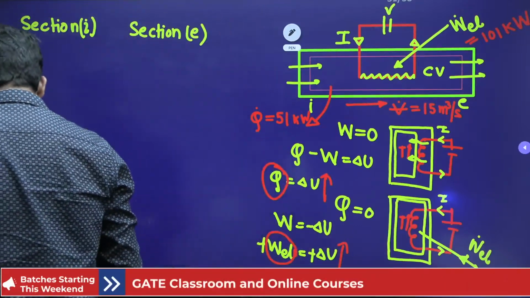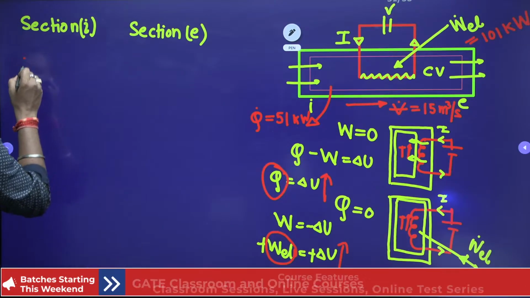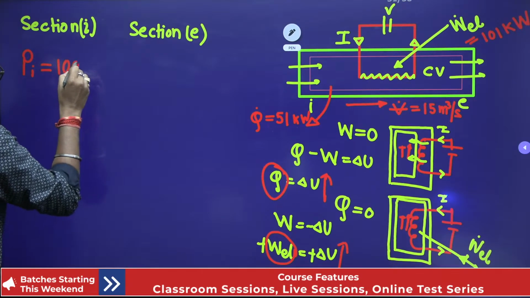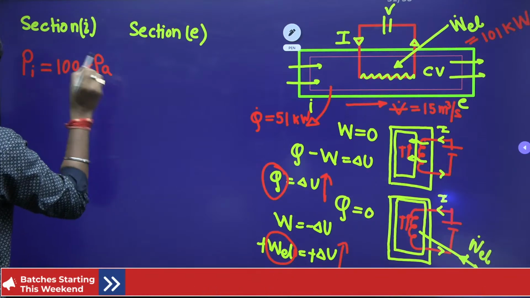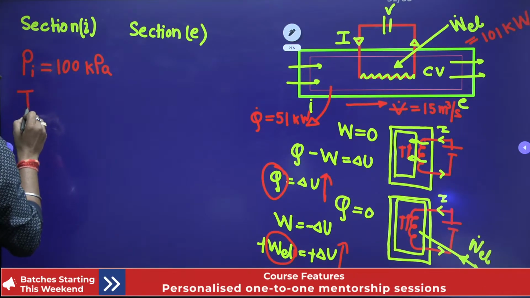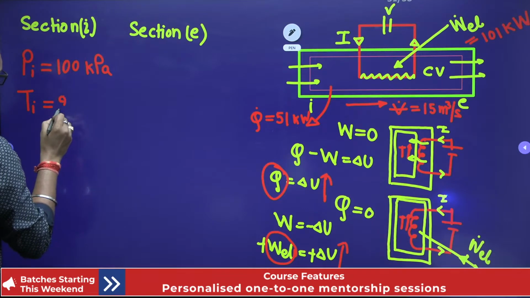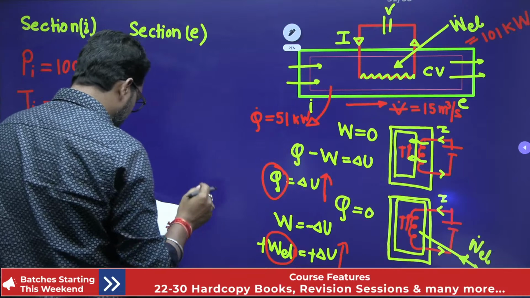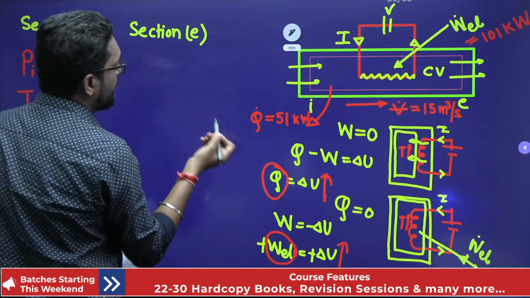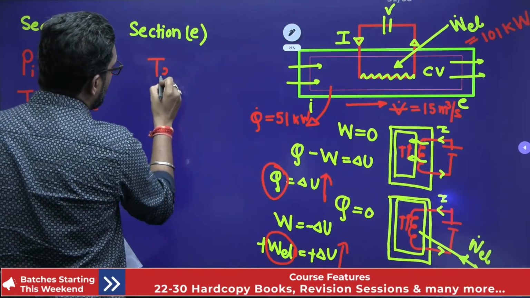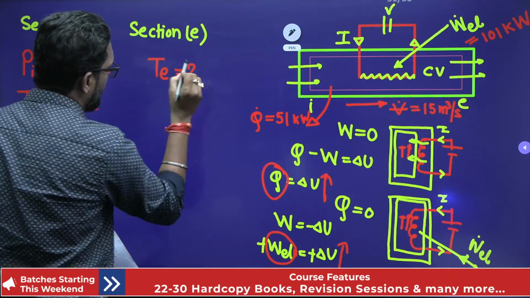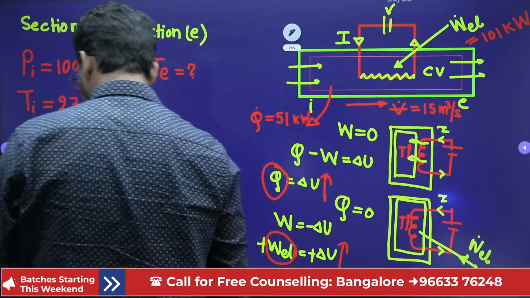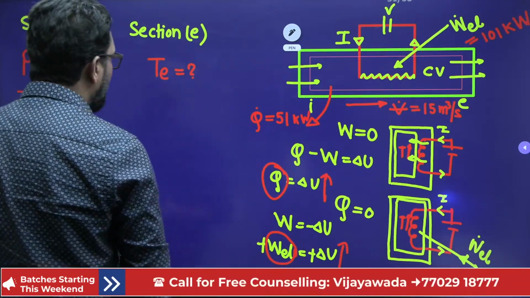At the inlet section, Pi is equal to 100 kilopascal, and the inlet temperature is 27 degrees centigrade. For the exit section, the exit temperature is what we have to find. This is our control valve. Now, how to find the exit temperature?